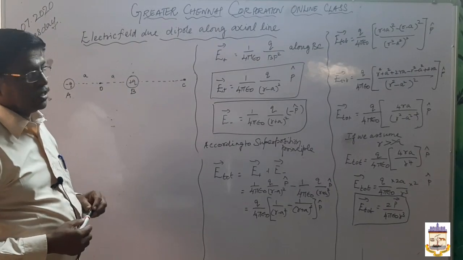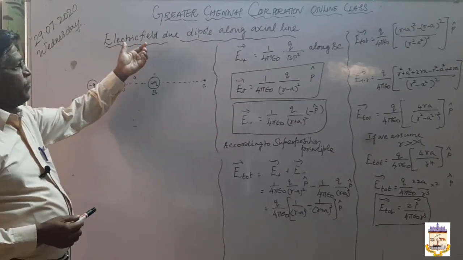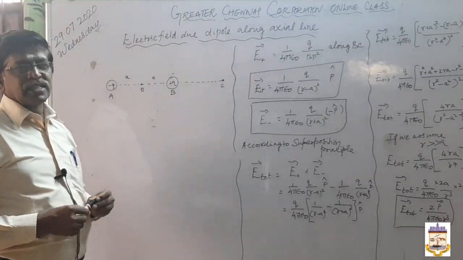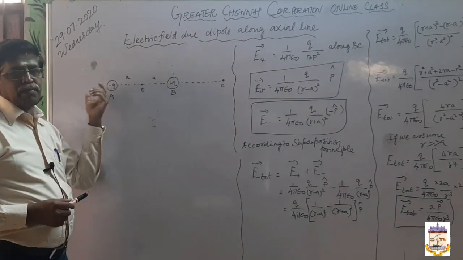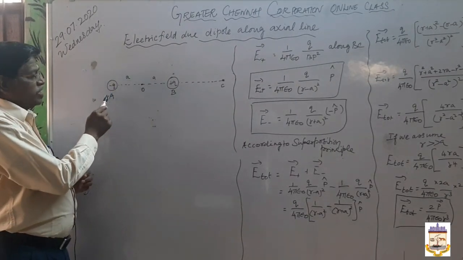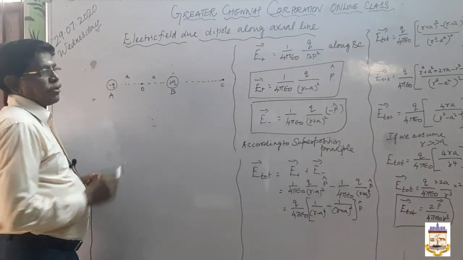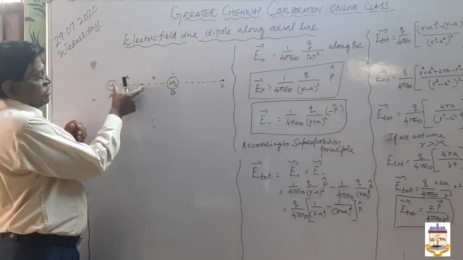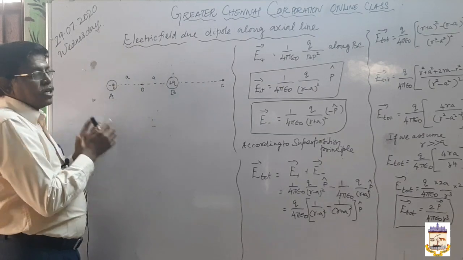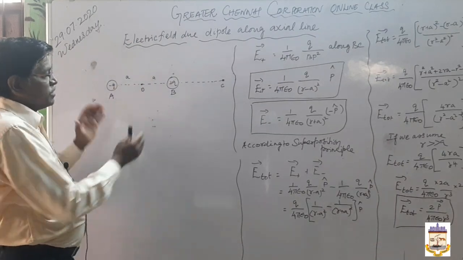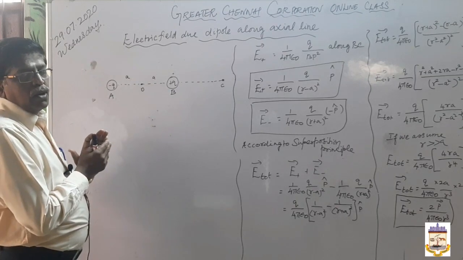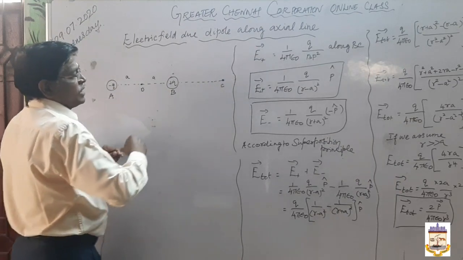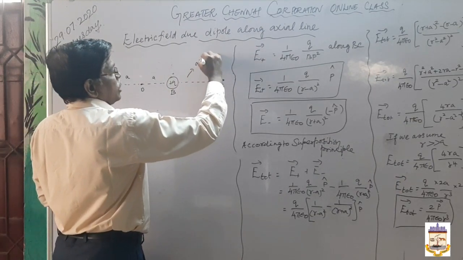Now, we are going to see the electric field due to the dipole along the axial line. What is the axial line? Suppose you consider this is a dipole. So minus q is placed at A, plus q is placed at B. It is kept at a finite distance. So the distance is 2a. This distance is a, this distance is a, and the total distance is 2a. This arrangement is known as the dipole. What is the axial line? The line joining plus q and minus q is known as the axial line.